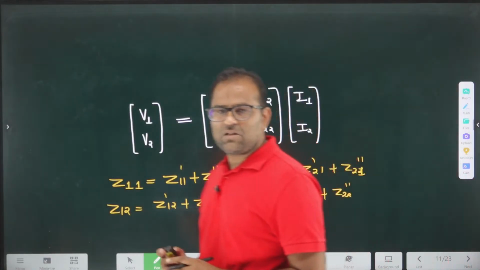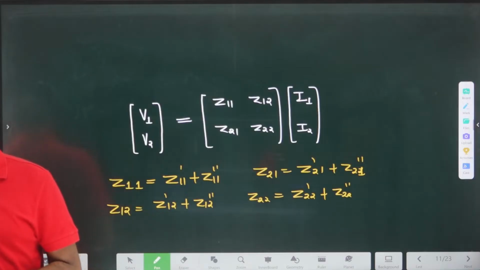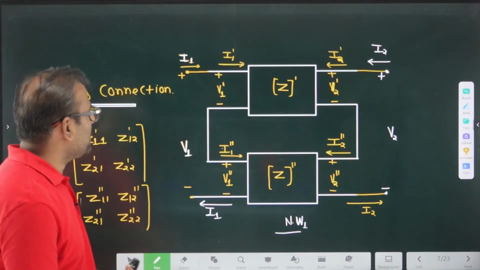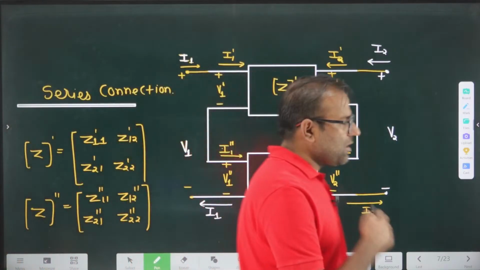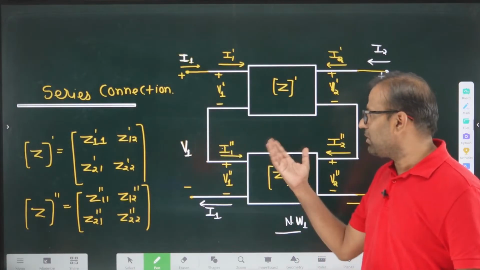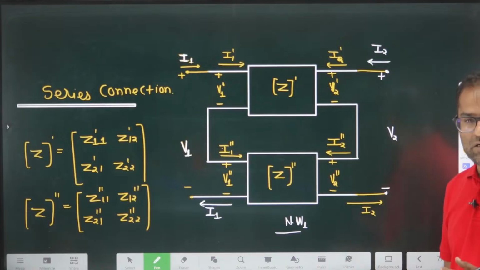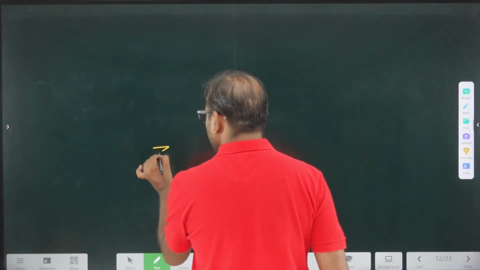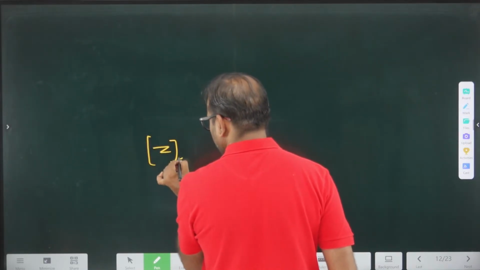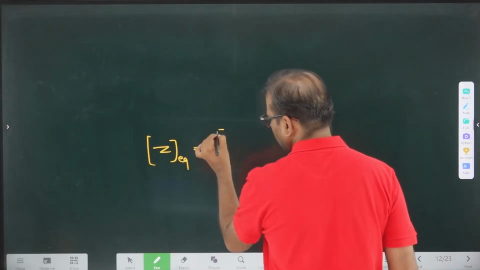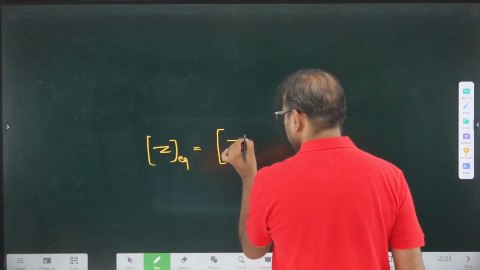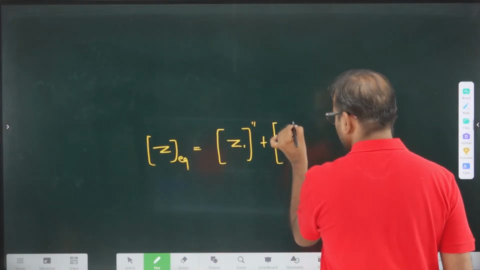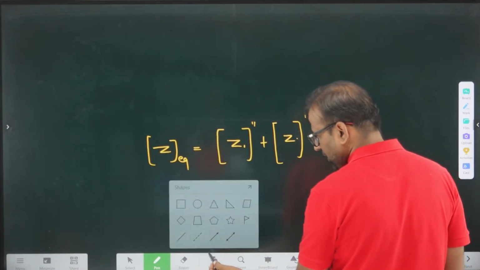So this is the series connection of two-port networks, and what it says is that if you have a series connection of two-port networks, then you can directly add these. So this is the logic why we are adding the Z parameters of these two-port networks. Or I can say in a series connection the equivalent Z parameter is given by Z′ plus Z″. This is the story.